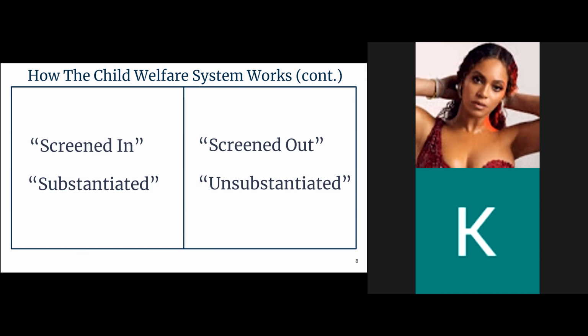At the end of an investigation, cases can be substantiated, which means an occurrence of child abuse or neglect, depending on state law, is believed to have happened, or unsubstantiated. There is inadequate evidence for the CPS worker to conclude that an occurrence of child abuse happened, or the occurrence doesn't meet the legal definition of child maltreatment.